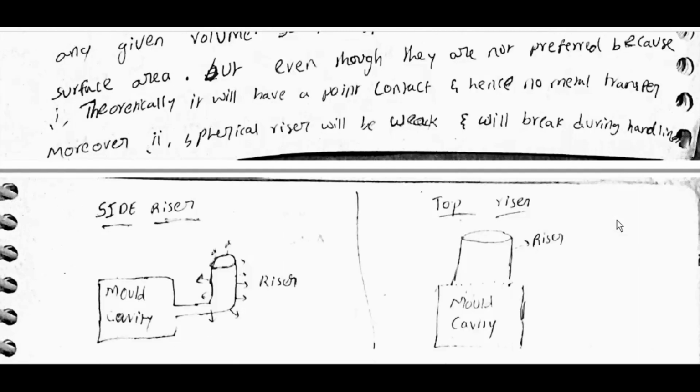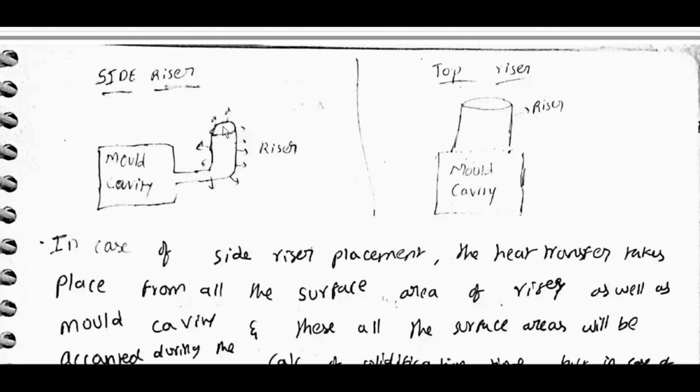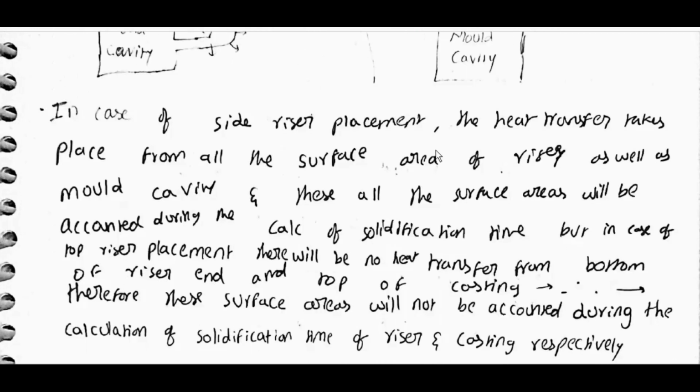Moreover, spherical risers will be weak and break during hand lining. Side riser, top riser. Side riser means it will be like this, top riser means it will be like this. In case of side riser placement, the heat transfer takes place from all the surface area of the riser as well as the mold cavity, and all these surface areas are accounted for during calculation of solidification time.